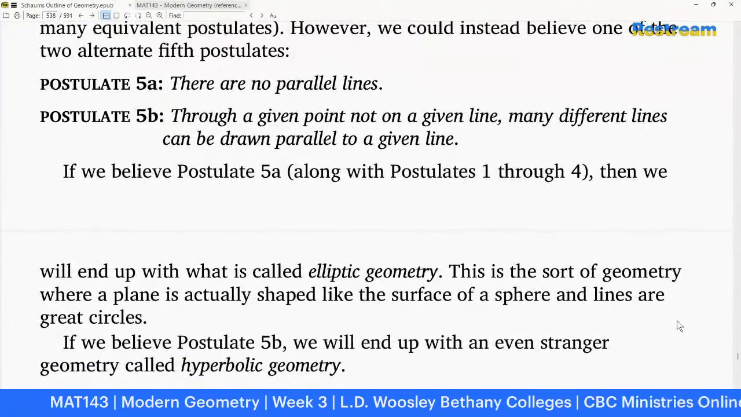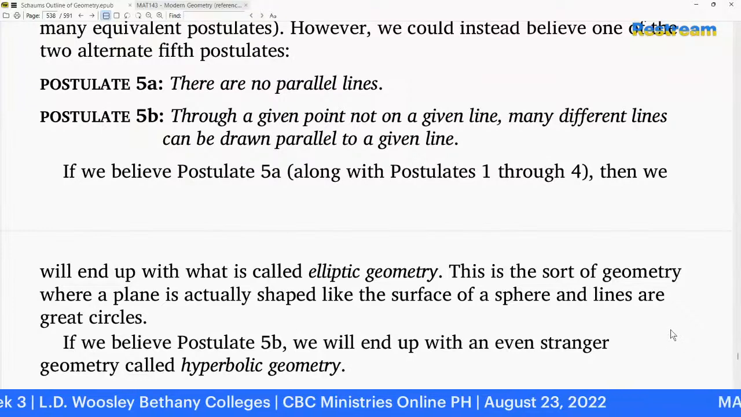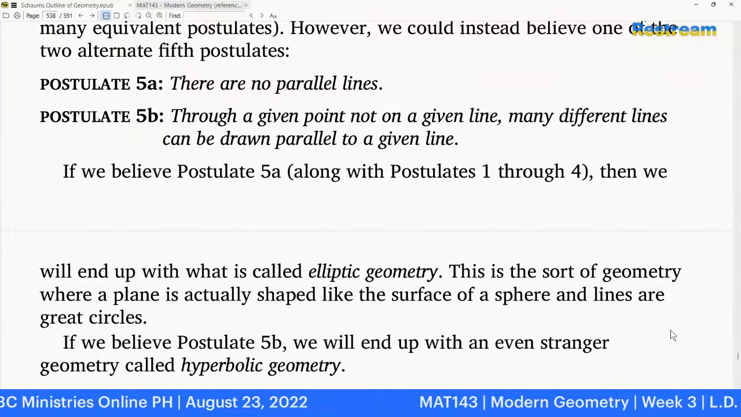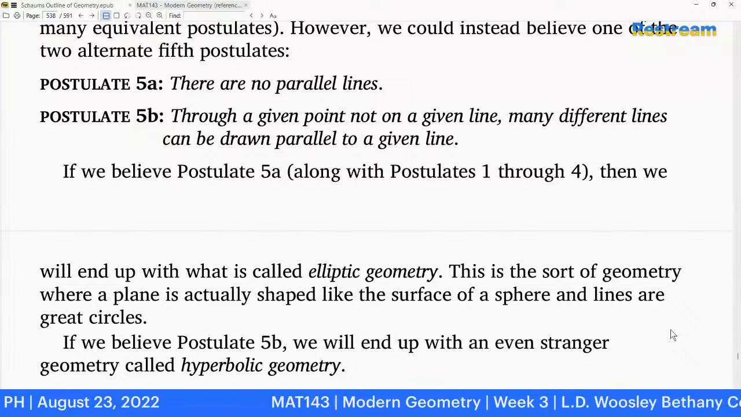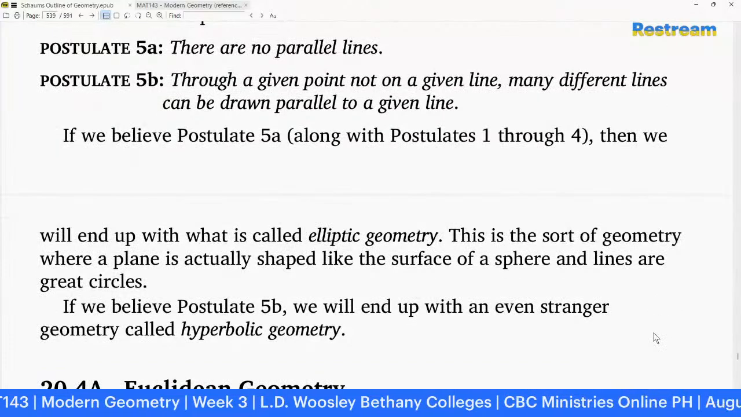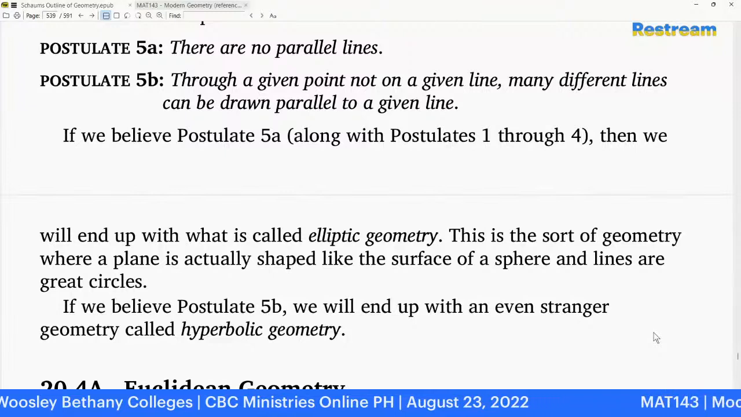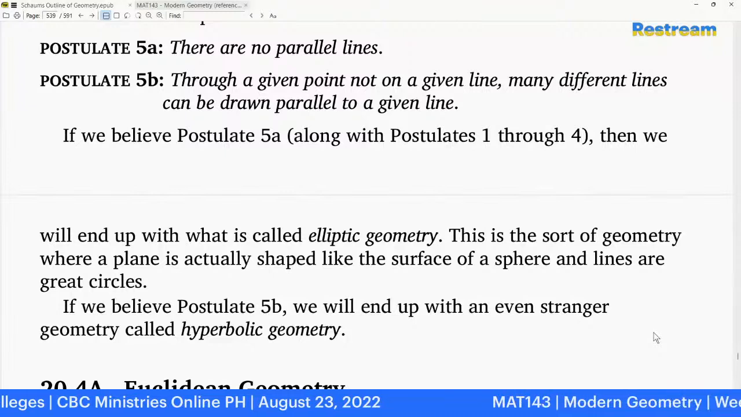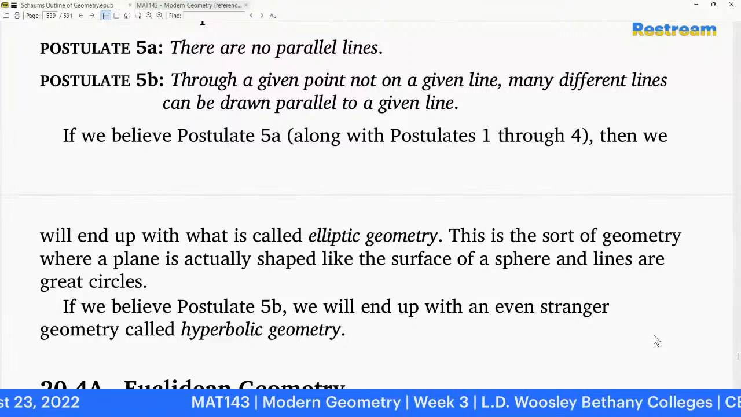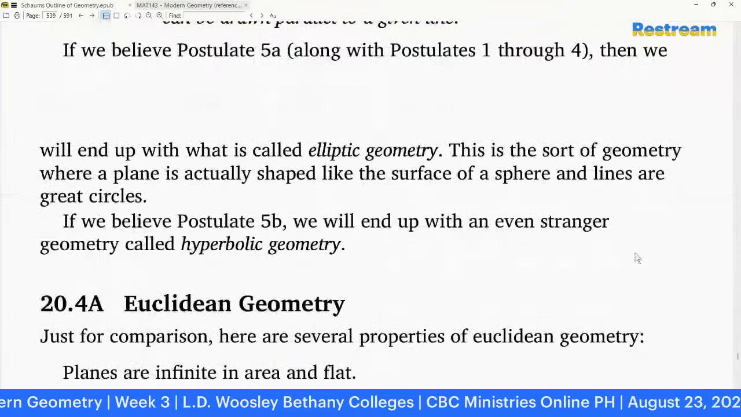Now, this is a sort of geometry where the plane is actually shaped like the surface of a sphere or a great circle, wherein a particular line at a given point, it will always intersect the line. Now, that's the dilemma for an elliptic geometry. On the other hand, 5B, an even stranger geometry called hyperbolic. So hyperbolic geometry, at a given point, you could draw as many different parallel lines as possible. No? So, yun naman ang hyperbolic geometry.